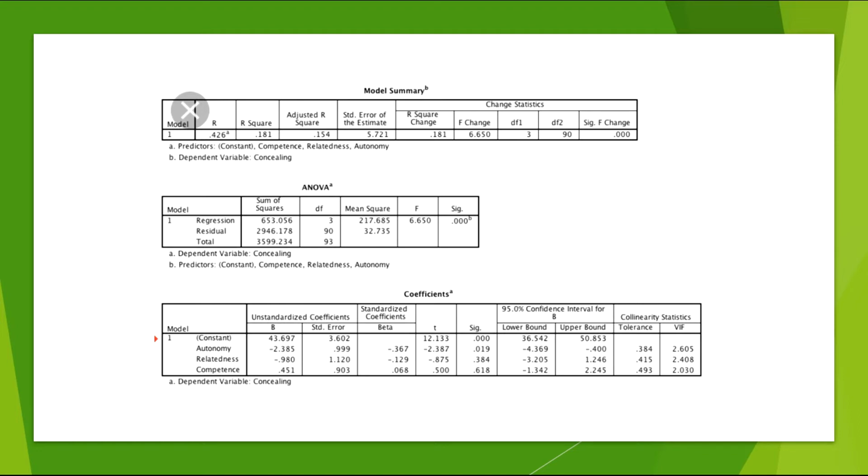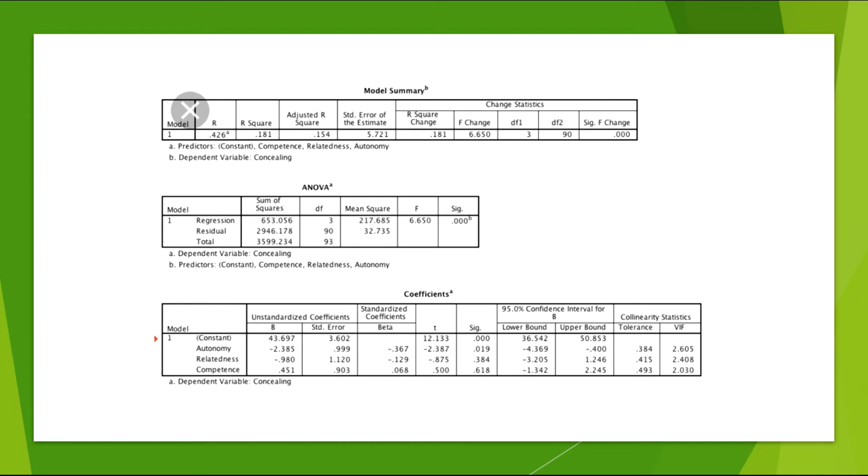Once you're done with ANOVA, let's move on to coefficients. If we look at the coefficients, there are many columns here, but you have to find the significant column. The first row is representing constant, and you have to read based on your IV1, IV2, and IV3. If you look at all the significant values here, only one IV is significant, that is autonomy, because the figure here is lower than 0.05. The rest, relatedness and competence, are not significant because the significant values are bigger than 0.05.